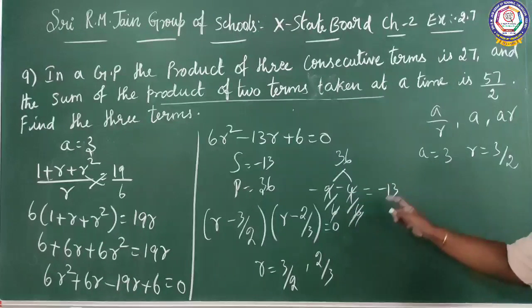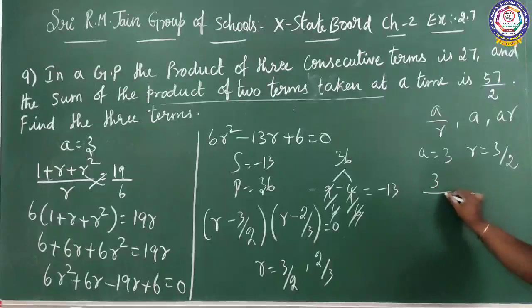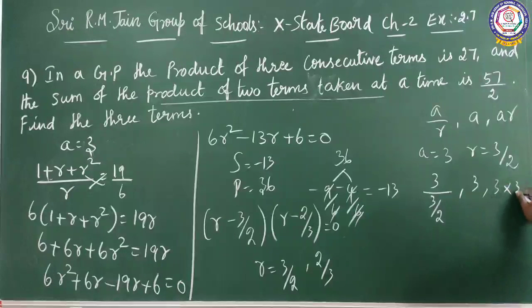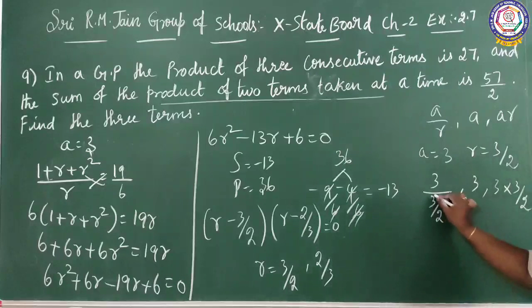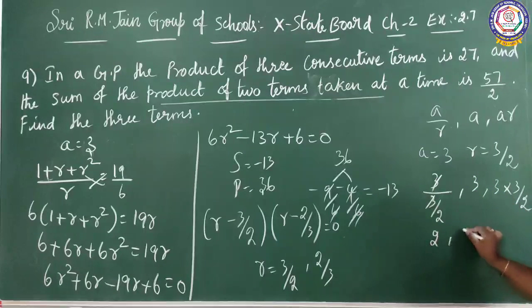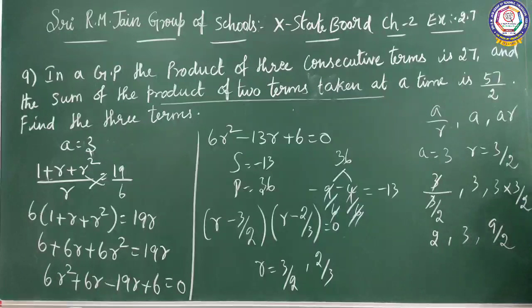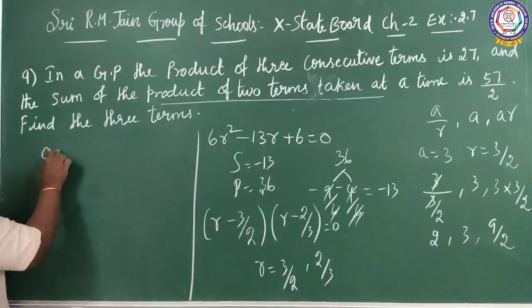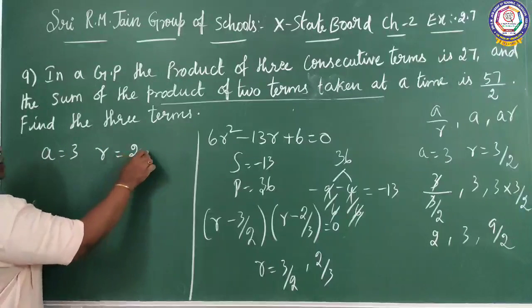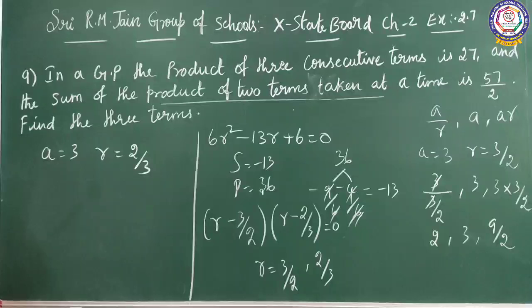So what is the first one? A by r, 3 by 2, comma 3, comma 3 into 3 by 2. So what is the value for this? See, 3 gets cancelled, reciprocal, 2 comma 3 comma 9 by 2. Suppose I take a equal to 3 and r equal to 2 by 3.